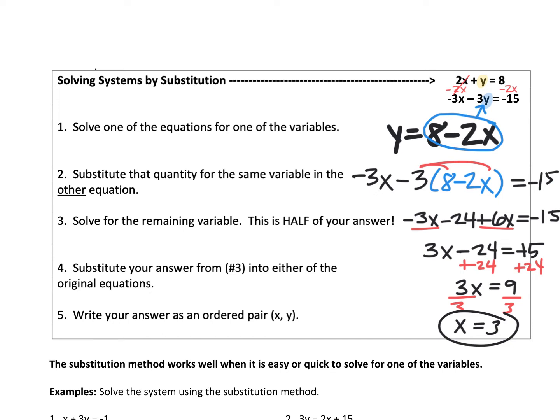So you just have to choose one of your equations. So I'm going to choose, I'm actually going to choose the one that's already solved. So this one right here, that's y equals 8 minus 2x. I'm going to use that.